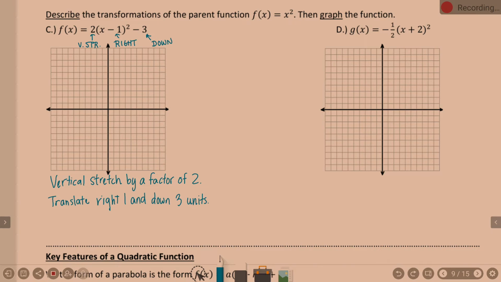So the easy part. Where's my parabola going to start? 1, -3. Right 1, down 3, so 1, -3. Yes? The trickier part, the stretch. Have we talked about how to do these stretches? A little bit, but I don't know how much we've truly talked about it.